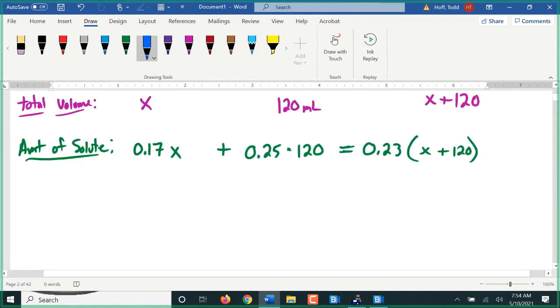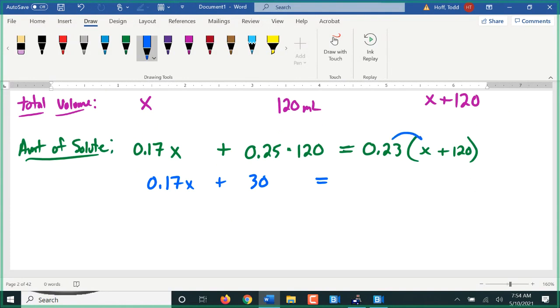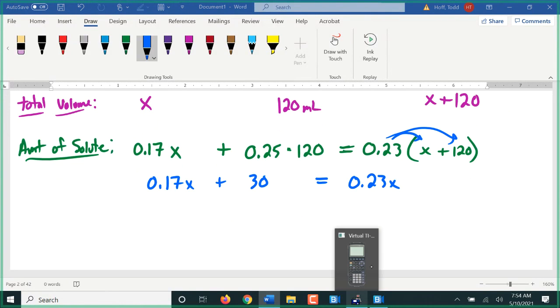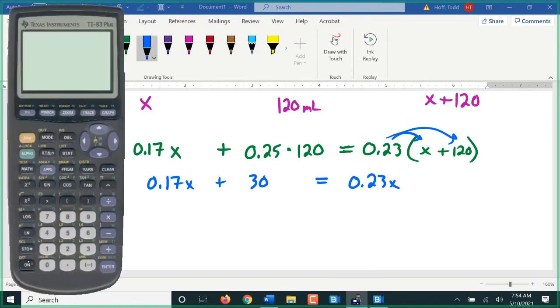Now we solve this equation. So the 0.17x, there's nothing to do there. 0.25 times 120 is just 30. 0.23 times x is 0.23x. 0.23 times 120 is 27.6.